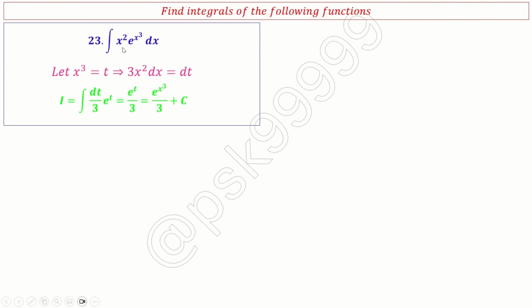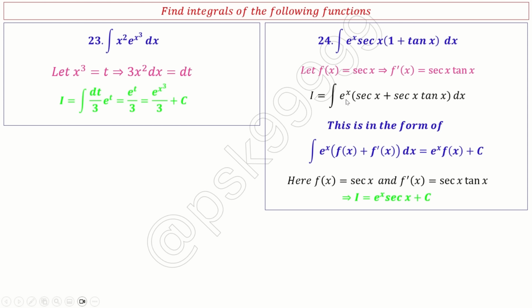This is a straightforward method: x square e to the power of x cube. You take x cube as t. So 3x square dx is dt. So my integration is integration of dt by 3 into e to the power of t, which is e to the power of t by 3. t is nothing but x cube. So the answer is e to the power of x cube by 3 plus constant.